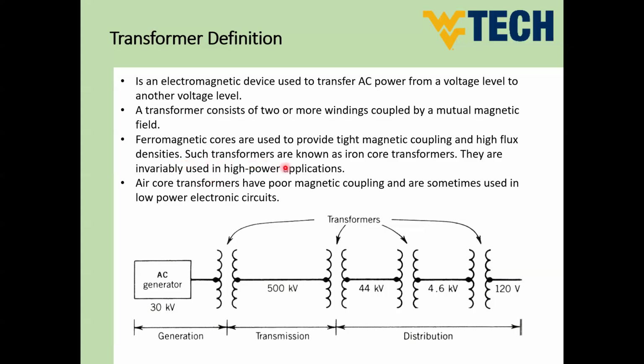Such transformers are known as iron core, because the material of the core is made of iron, the different types of iron as we discussed in the magnetic circuit topics. They are invariably used in high power applications. This is the power transformer.